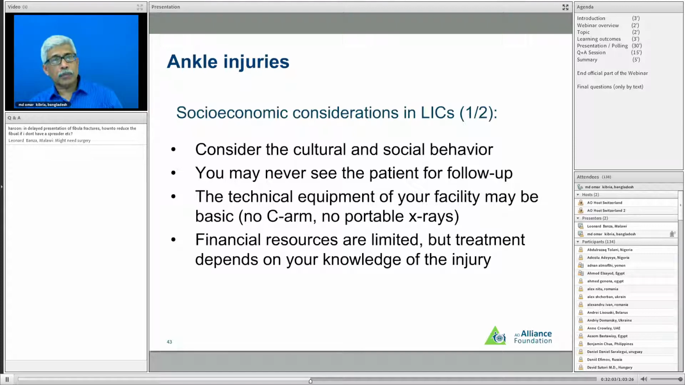Or your technical support in your area is not enough. You don't have a C-arm, you don't have portable X-rays. The financial resources are also limited. The treatment depends on your knowledge of the injury. That means whatever the situation is, apply your knowledge to treat that patient.